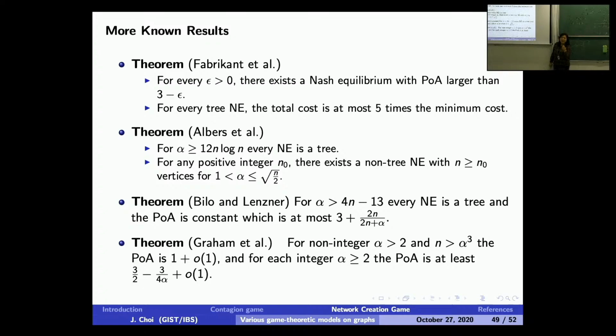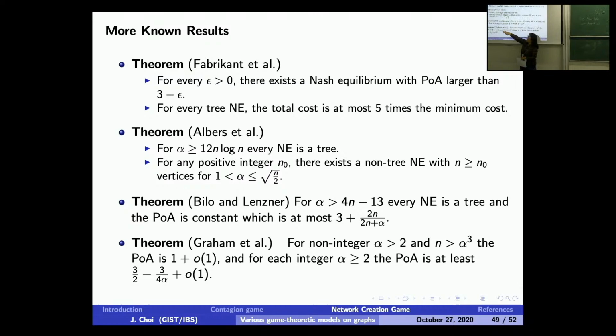But still, that doesn't mean that the conjecture is completely gone. There are still lots of interesting parts which do not violate this result and the conjecture at the same time. For example, if alpha is bigger than 4n minus 13, every Nash equilibrium must be a tree. So it's a great improvement compared to this result. And then the price of anarchy is constant, which is at most 3 plus a small number. So the worst case is just 3 point something. So still, it's a good result.